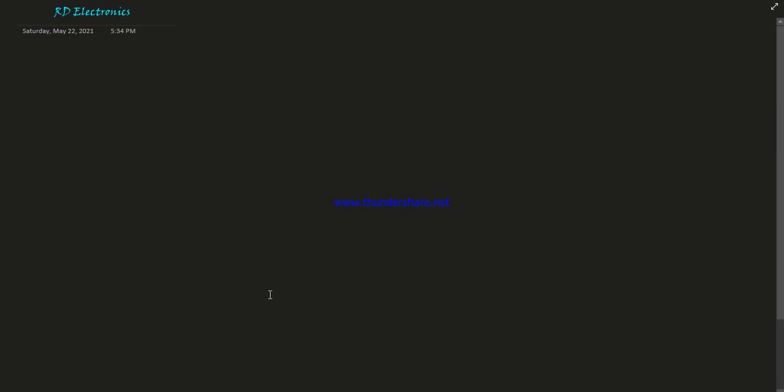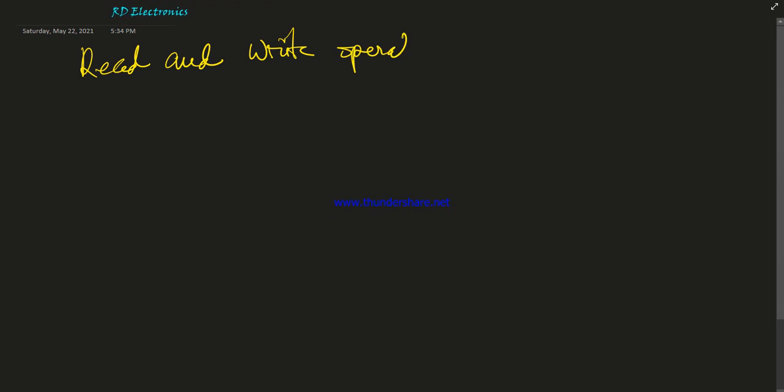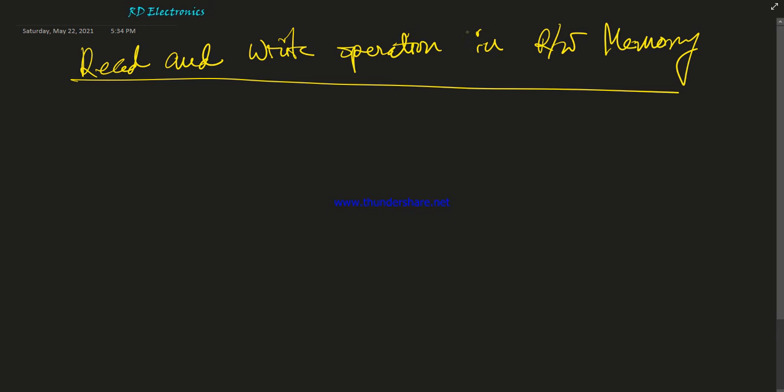Hello all, today we discuss the basic read-write operation in random access memory. Read and write operations are performed in read-write memory or ROM. So basically it is known as the memory concept. First of all, what is memory?